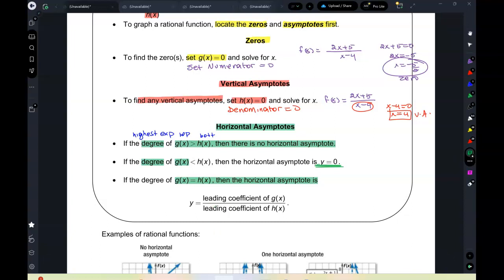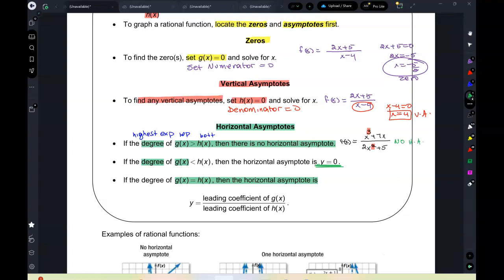Okay, so let's do some examples here. All right, so suppose I have f of x equal to x cubed plus 7x over 2x squared plus 5. What's the highest exponent in the top? 3. It's 3, right? Just look at the number, 3. What's the highest exponent in the bottom? 2. Okay, 3 and 2. 3 is greater than 2. Top is greater than the bottom. No horizontal asymptote.